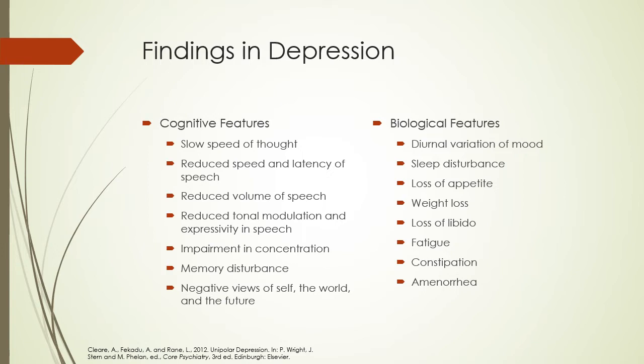There is loss of libido, there is fatigue, constipation, and because of these disturbances in sleep, in intake, in the levels of stress, in females, this affects the hypothalamic pituitary gonadal axis so that they will present with amenorrhea or lack of menstruation.